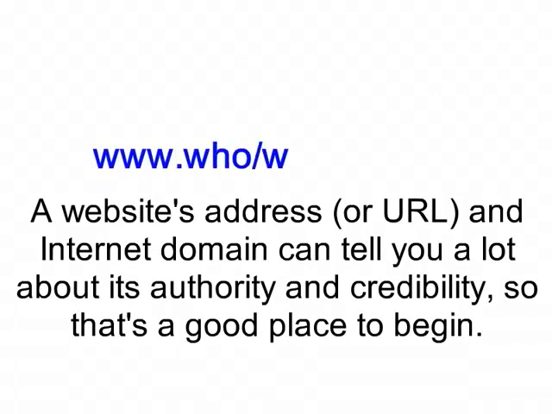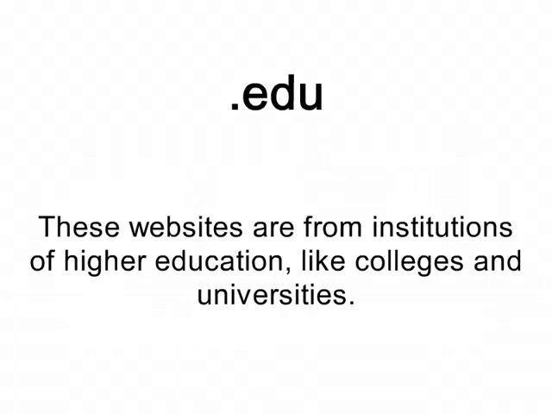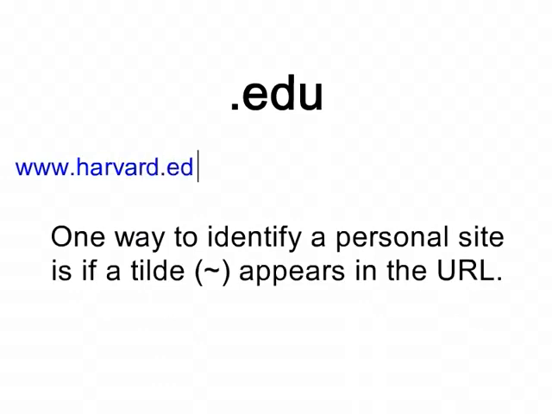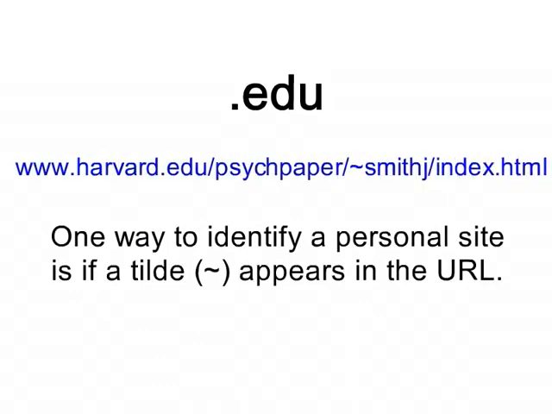A website's address, or URL, and internet domain can tell you a lot about its authority and credibility, so that's a good place to begin. These websites are from institutions of higher education, like colleges and universities. Faculty and students can publish personal web pages through their institutional domain, so .edu sites are not automatically credible. One way to identify a personal site is if a tilde appears in the URL.